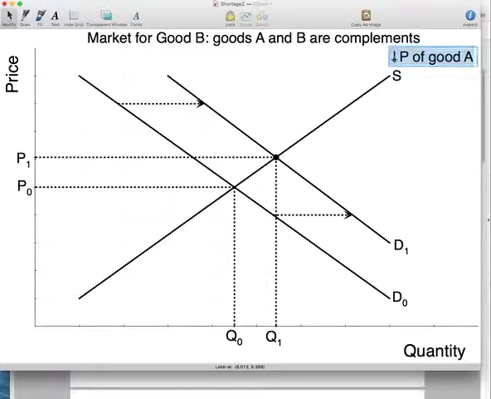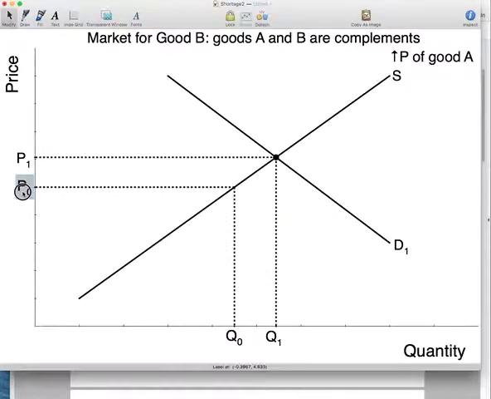Let's change this now to an increase in the price of good A. And we'll keep them as being complements. And let me delete some of this information so we can start from an equilibrium point here. Let me relabel this as D0 because this is going to be our new original demand curve. And we're going to have P0 and Q0 signifying that these are the original equilibrium price and the equilibrium quantity.